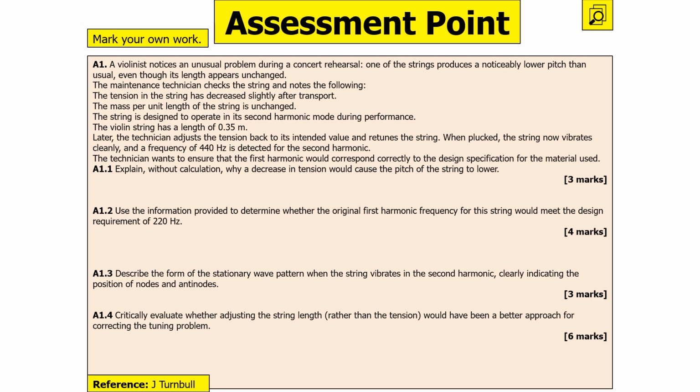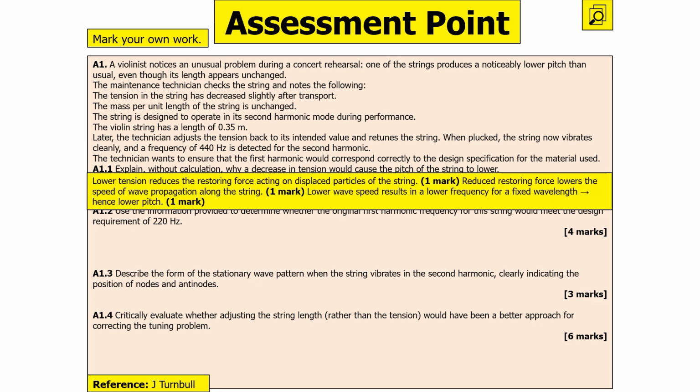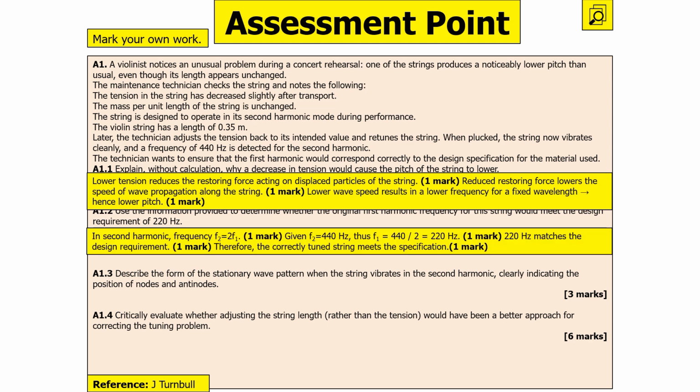Right, in our first one, lowering the tension reduces the restoring force acting on the displaced particles of the string. The reduced restoring force lowers the speed of the wave propagation along the string. The lower wave speed results in a lower frequency for a fixed wavelength, so you'll get a lower pitch. Now in the second harmonic, we know that it's going to be double the first harmonic. Now given that f2 is 440 Hz, f1, the first harmonic, is 220 Hz. 220 Hz matches the design requirement, therefore the correctly tuned string meets the specification.